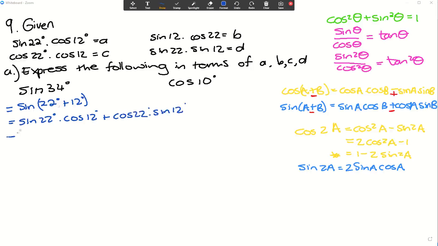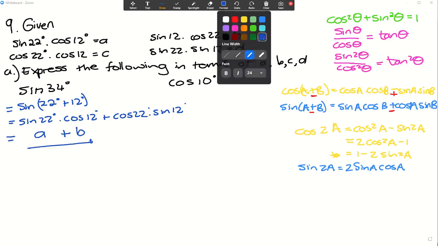And there we end up looking at our ratios. Sine 22 cos 12 is A. And we've got a plus cos 22 sine 12, cos 22 sine 12. That's my B. Very easy, simple substitution.